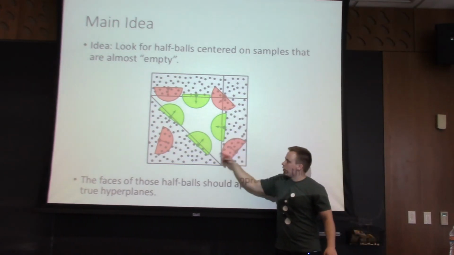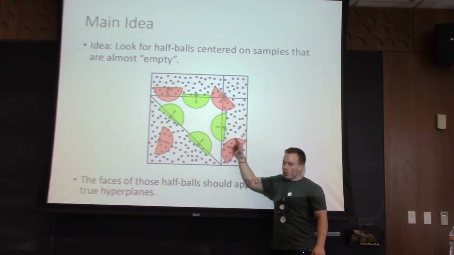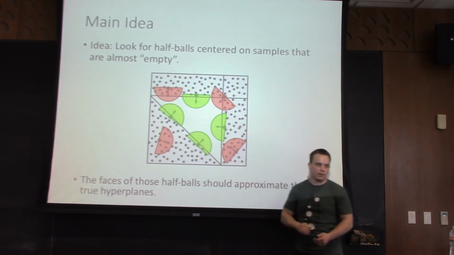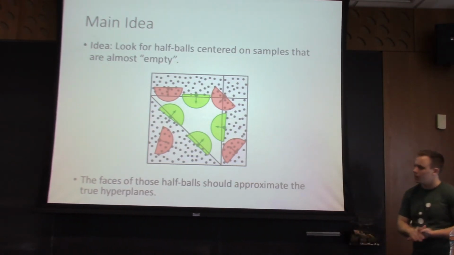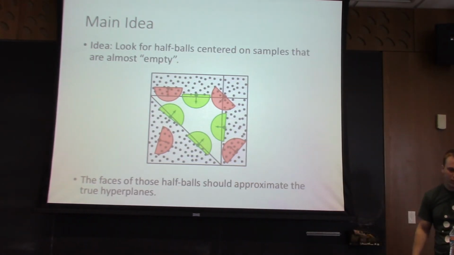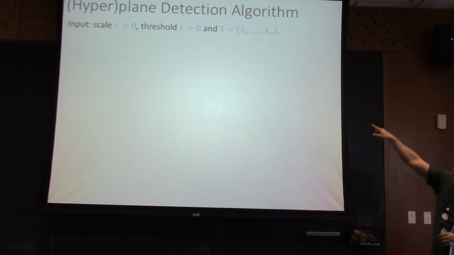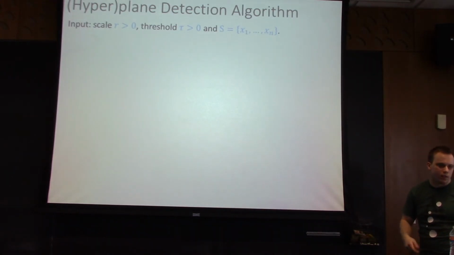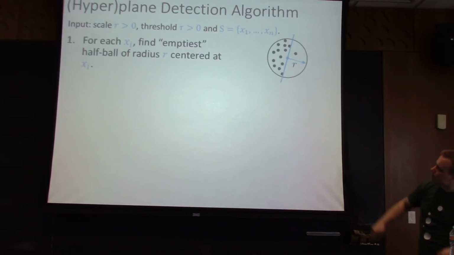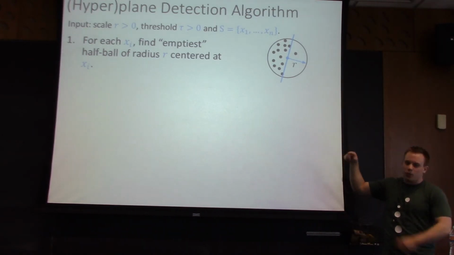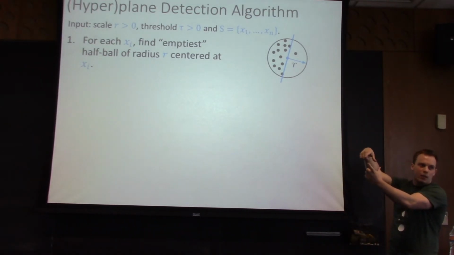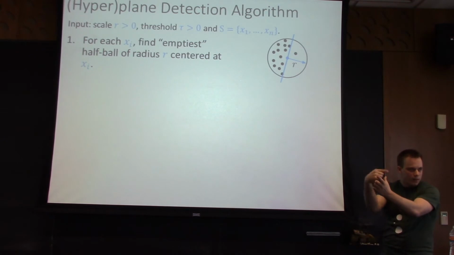But the green ones here, their faces are pretty good approximations to the underlying linear separators. And so we're going to turn this idea into an algorithm. It's expensive, but it has two parameters: a scale, which is the radius of those half balls, and also a threshold, which is going to allow us to decide if it's full or empty. And then for each sample in our data set, we imagine drawing a ball of radius r around it, and we want to find the half ball that has the fewest samples.